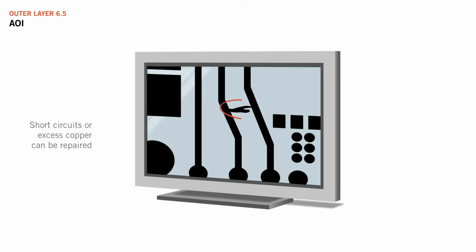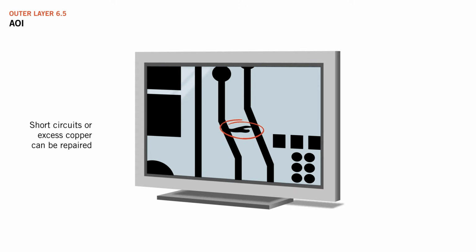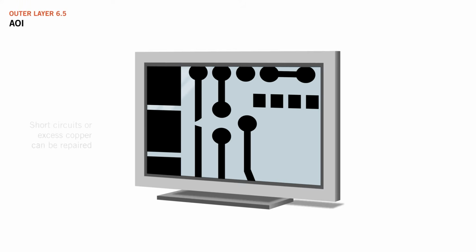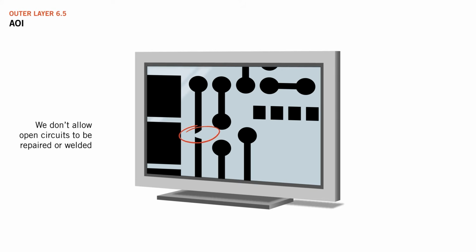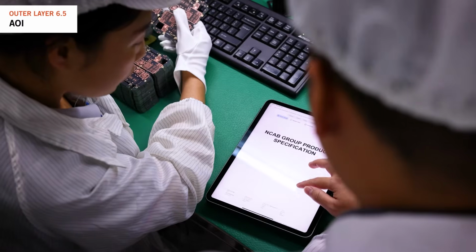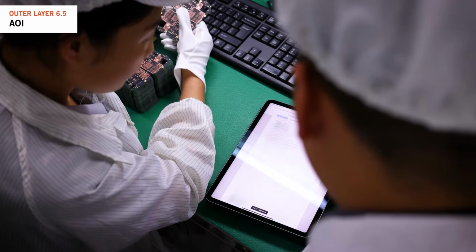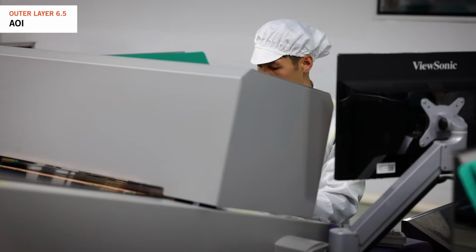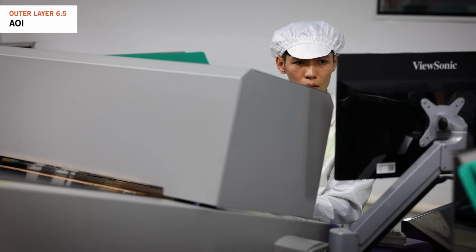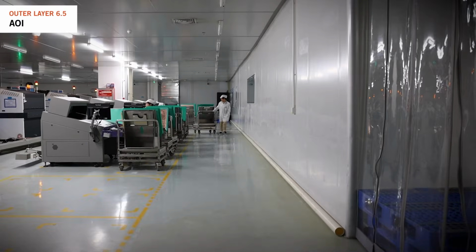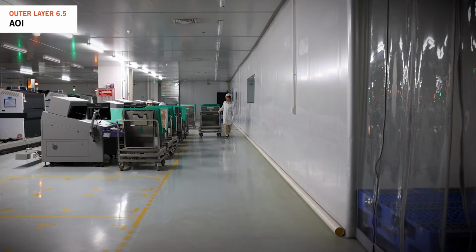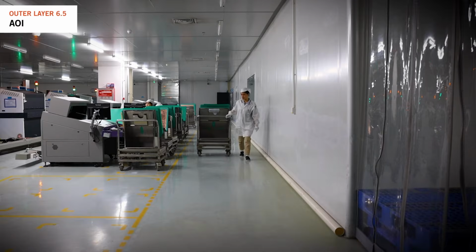Short circuits or excess copper can be repaired, but according to our PCB specification, we don't allow open circuits to be repaired or welded. This enhances reliability by eliminating the reliability risk of a repair failure and does not compromise signal integrity. We also ensure that only the most suitable equipment offering good imaging qualities is used for our products.